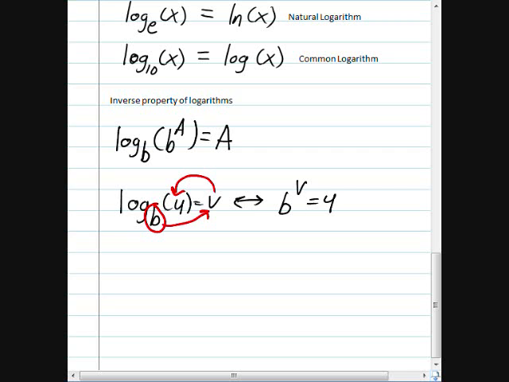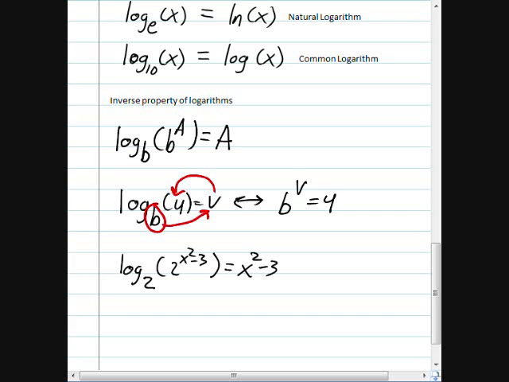Now for this property we just learned, this works for any log of any base, and a can represent something more complicated than just a single term. For example, log base 2 of 2 to the x squared minus 3 is equal to x squared minus 3.